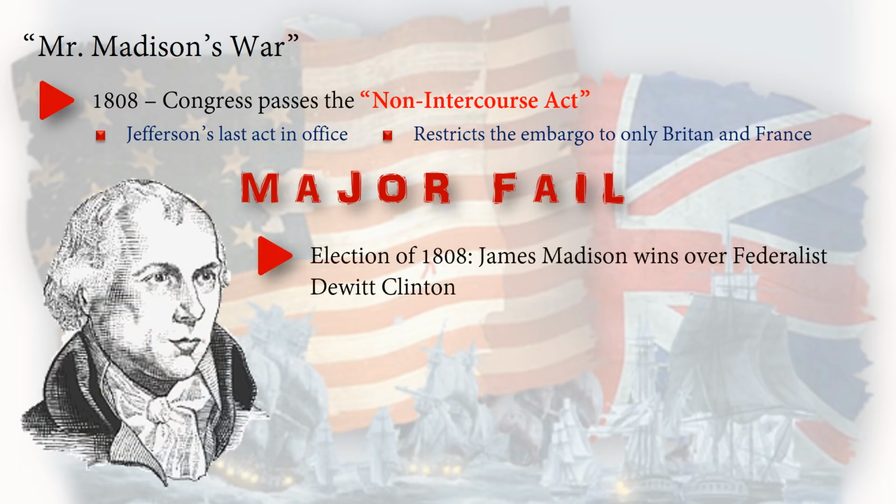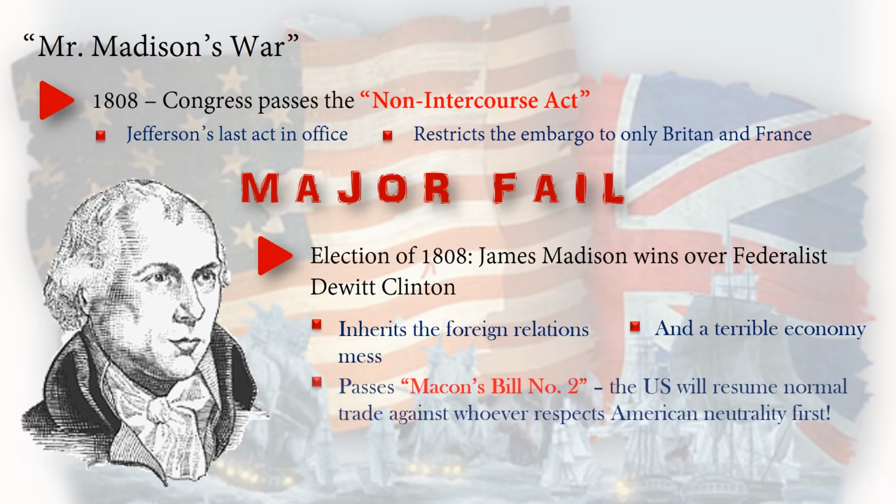And so in 1808, James Madison, who is Thomas Jefferson's Secretary of State, the father of the Constitution, continuing the Virginia dynasty, all of these things, he wins a presidential election over the Federalist DeWitt Clinton, who's governor of New York. Now, of course, he inherits this foreign relations problem that Jefferson, Adams and Washington had to deal with, and of course, a terrible economy thanks to the Embargo Act of 1807. So he then tries to modify this without backtracking, without reversing the decisions of his predecessor. He passes what's called Macon's Bill number 2, which is like an amendment bill on the Embargo Act. It says this: the U.S. will resume normal trade with whoever respects American neutrality first. So whether that be Britain or France.